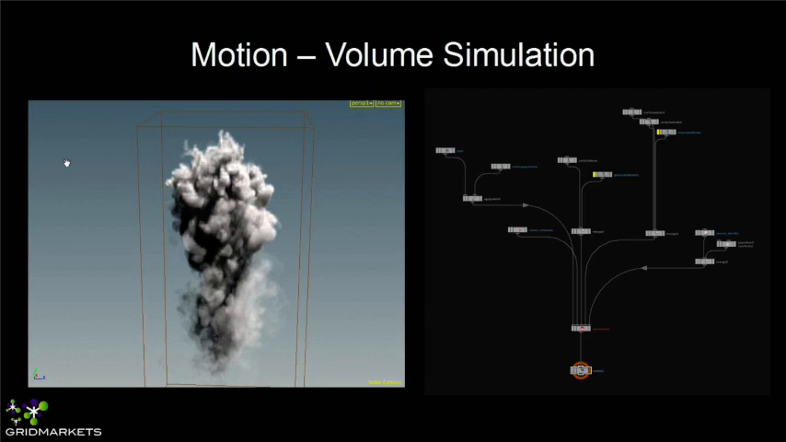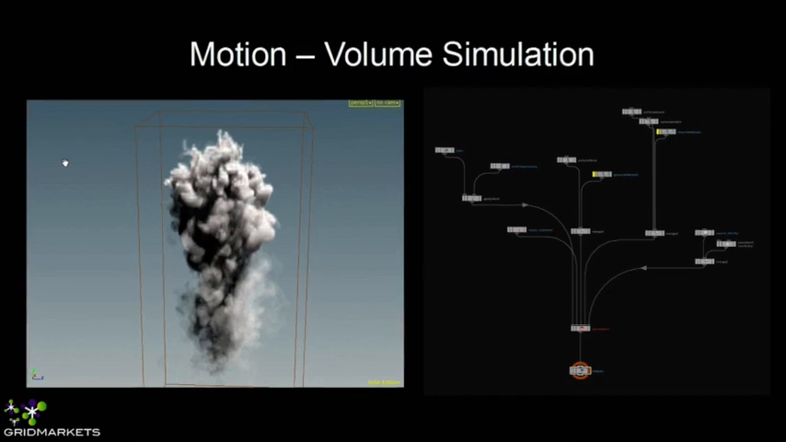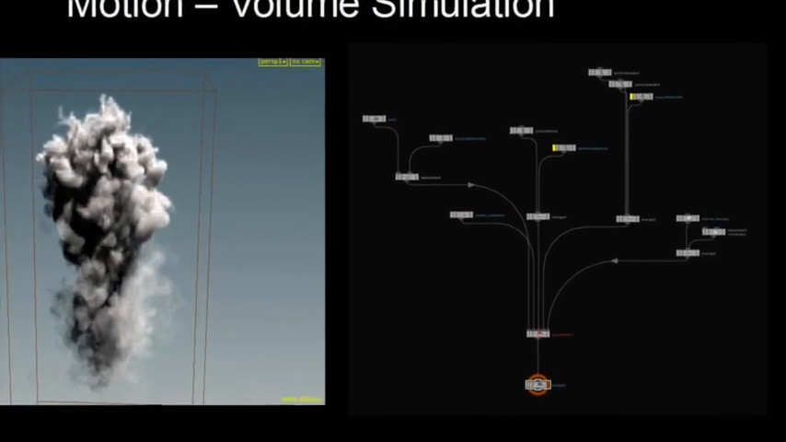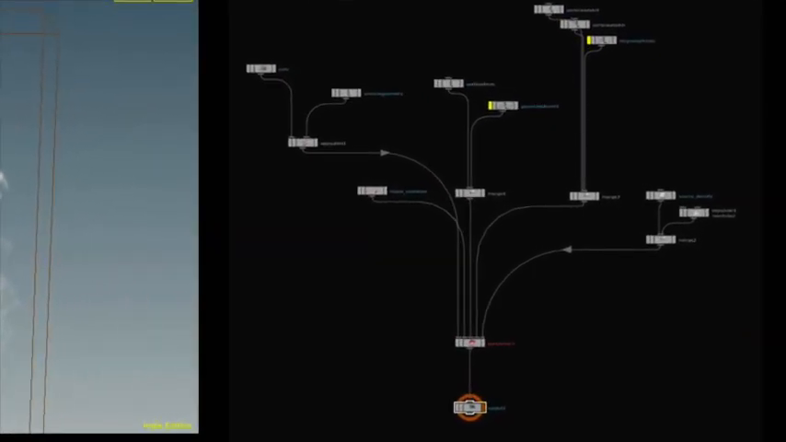Once you have your emission source set up, you can do your overall volume smoke simulation to get your motion set up. And you can see here the picture of the smoke that was the last render you saw, and there's the dot network on the right, I'll be getting into that. So once you establish your motion, you'll move into getting your details.